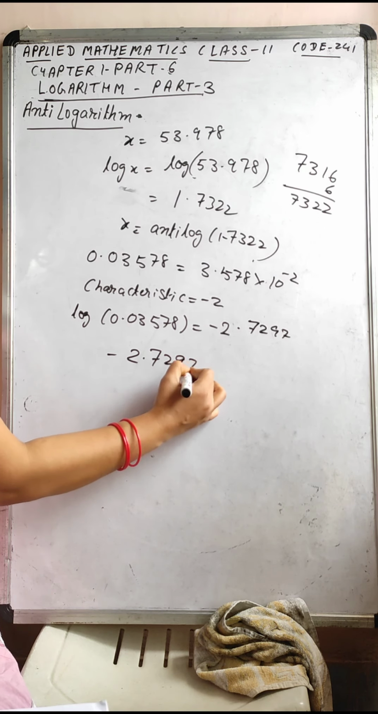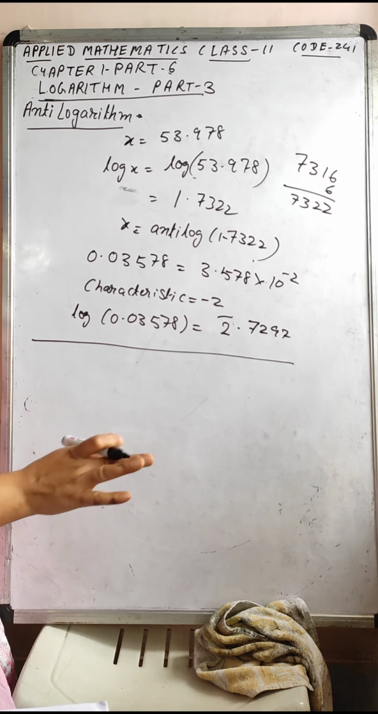But we know that the mantissa part is never negative. This part cannot be negative. So what we do, if the characteristic is minus 2 and the mantissa is positive, we write this minus 2 as 2 bar. This also I have explained. In the question, I repeat, this 2 bar means the characteristic is negative and the mantissa is positive.